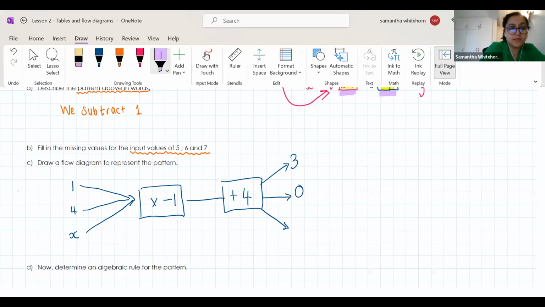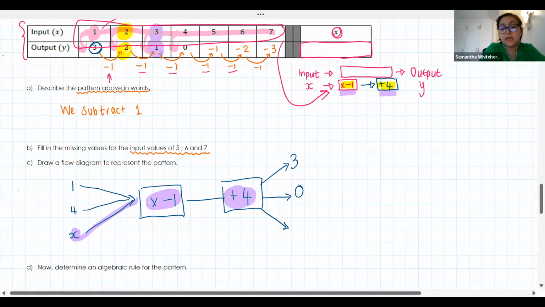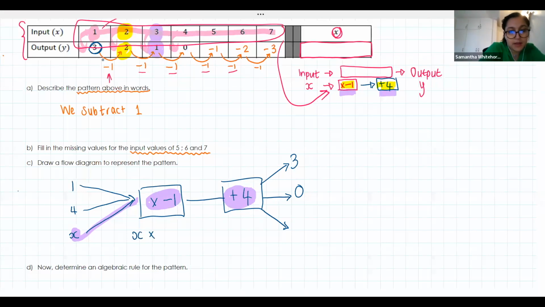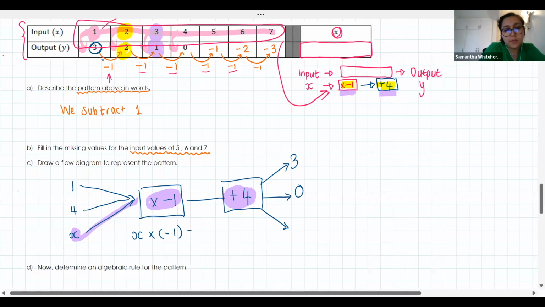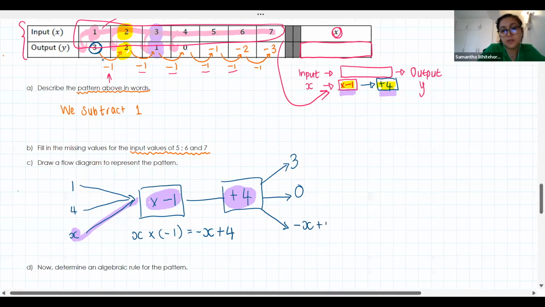If I now want to put this x value into my flow diagram, I need to times it by -1, and I need to add 4. So this is now taking us back to algebra. If we have x and we multiply that by -1, we know that a positive times a negative is a negative, and 1 times x is 1x, or you can just write x. Then we want to add 4. Now those aren't like terms, so I can't do anything with that. I leave it like that. And so what we've discovered is that the output value is -x plus 4.